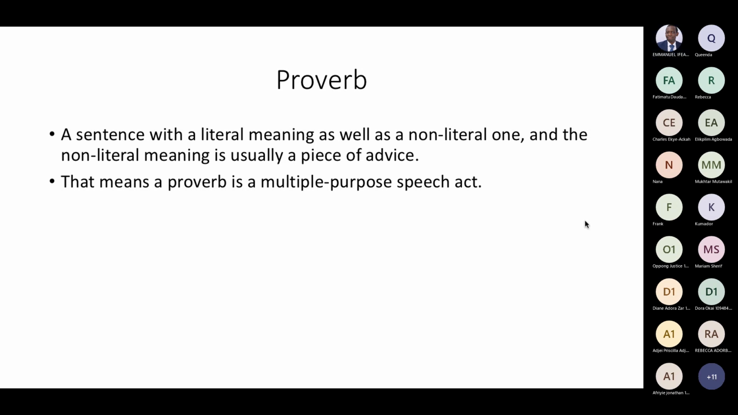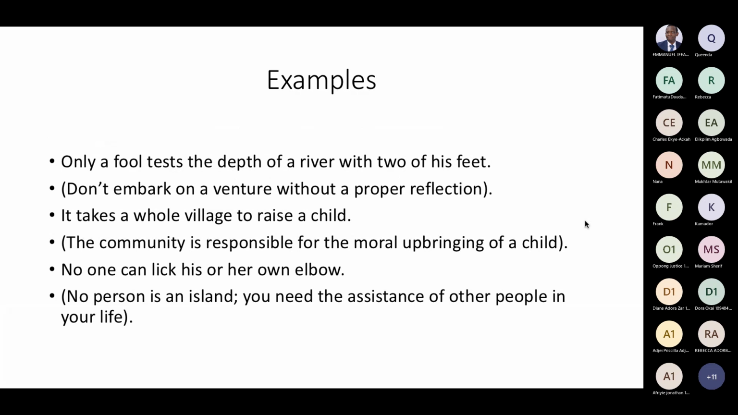Then we have proverbs. A proverb is a sentence with a literal meaning as well as a non-literal one. So proverbs have both literal and non-literal meanings. And the non-literal meaning is usually a piece of advice. So a proverb is a multiple purpose speech act. Examples. Only a fool tests the depth of a river with two of his feet. That has a literal meaning, and the literal meaning is correct. You don't actually test the depth of a river with two of your feet. Then it also has a non-literal meaning, which is that you don't embark on a venture without proper reflection.